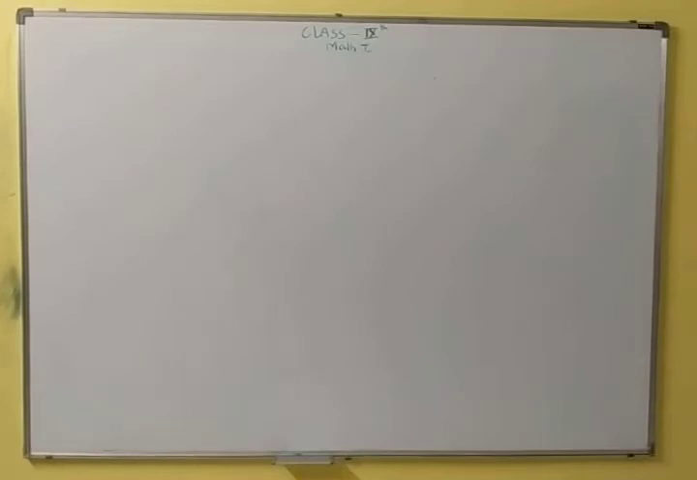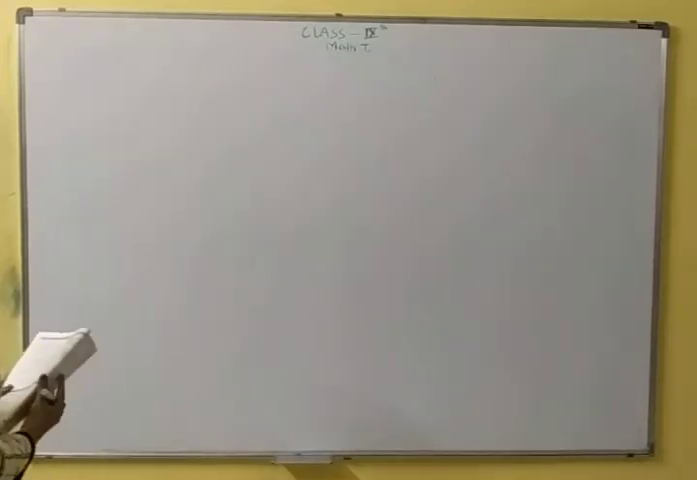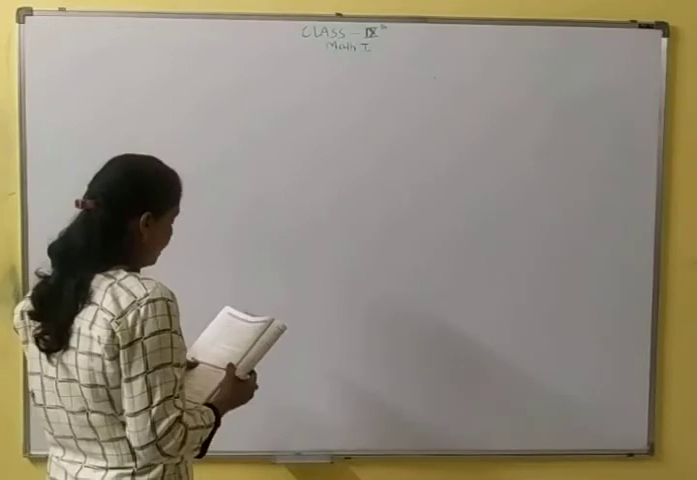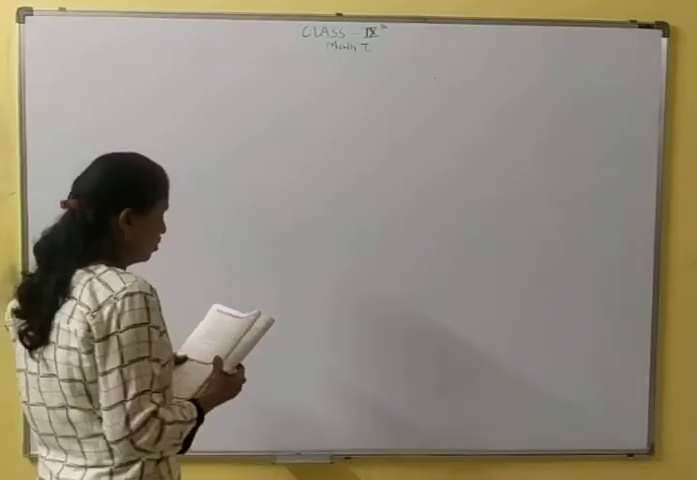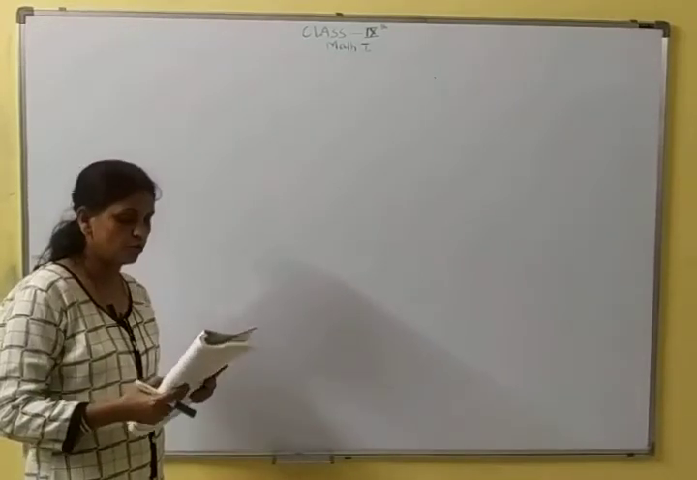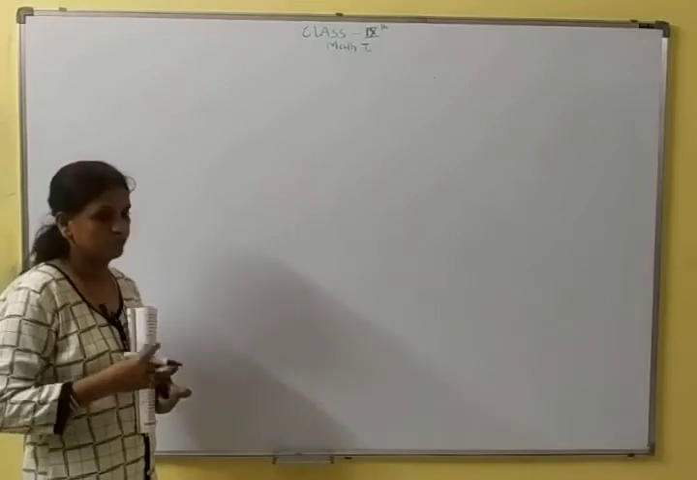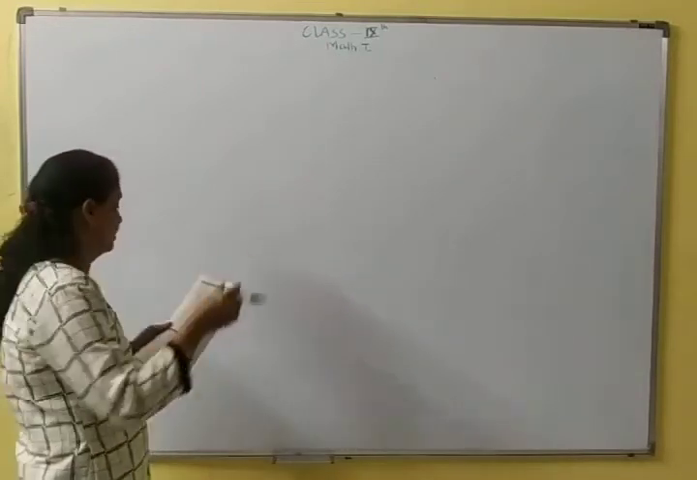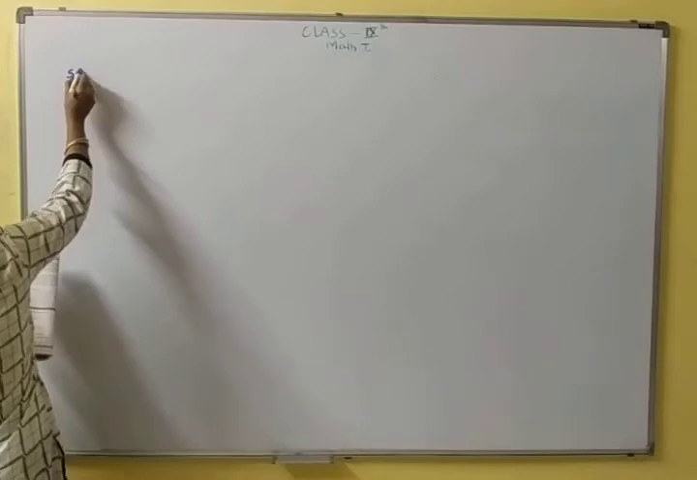Problem number 2. In a hostel, there are 125 students, out of which 80 drink tea, 60 drink coffee and 20 drink tea and coffee both. Find the number of students who do not drink tea or coffee. Okay, so second problem, solution.